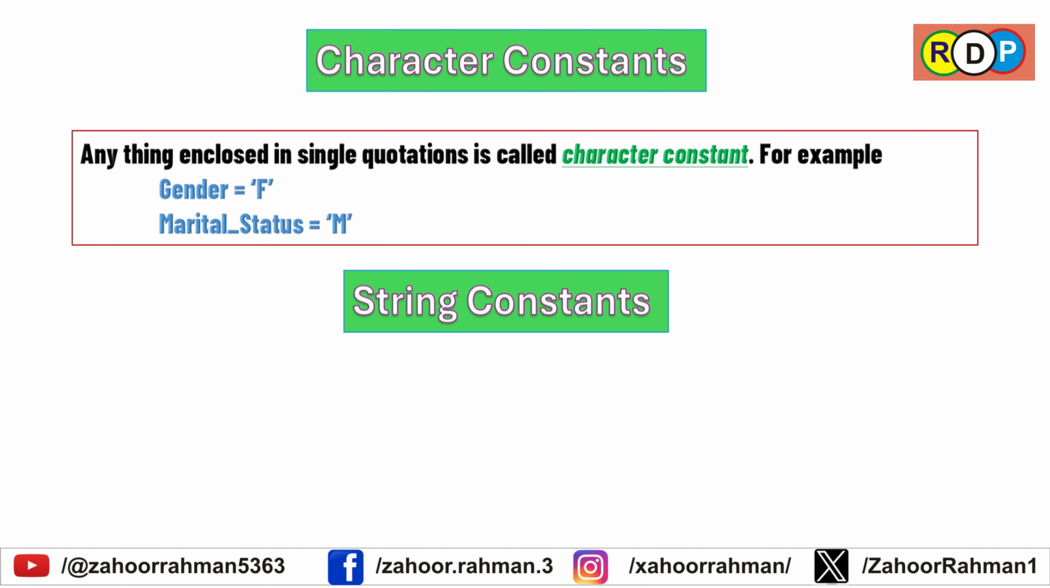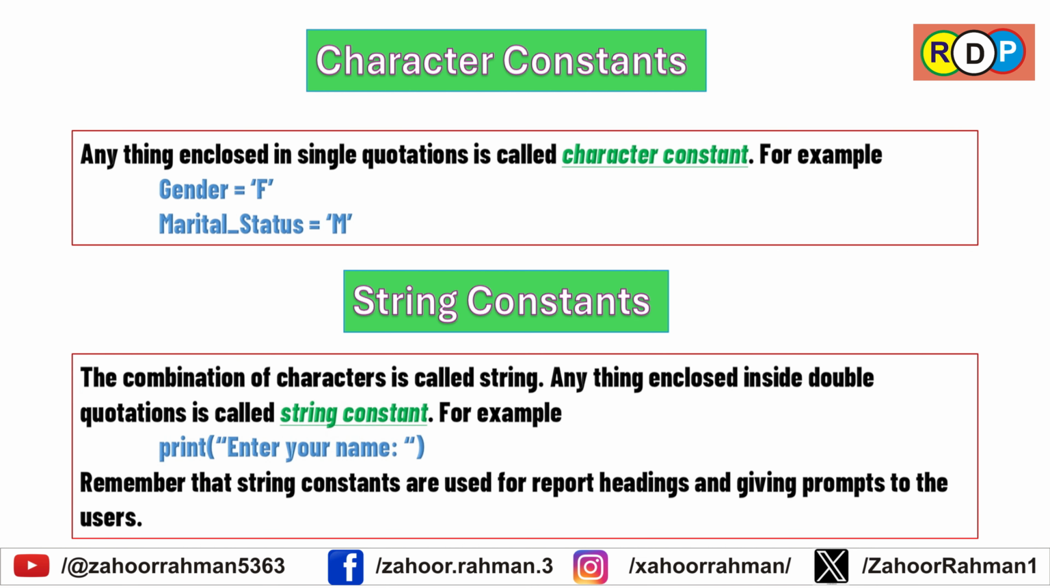The combination of characters. Here we are seeing that there is only one character. But if multiple characters are entered, this is a string. How will we differentiate? We will enclose that in double quotation marks. So here I have written the combination of characters is called string. Anything enclosed inside double quotation is called string constant. I told you that anything enclosed in single quotation is called character constant, and anything enclosed inside double quotation is called string constant.